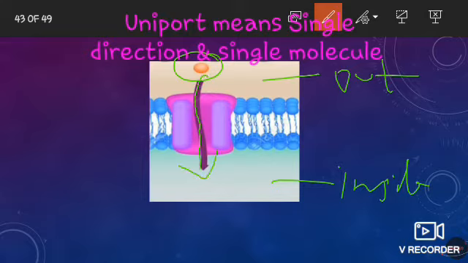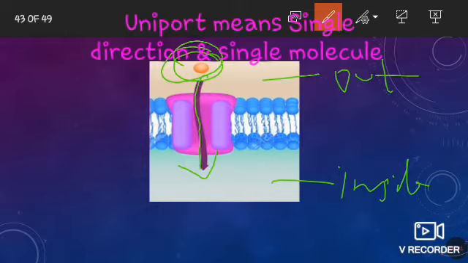In uniport, it transfers a single species of molecules across the cell membrane at a time. As you can see, there is only one type of molecule, so there is movement of only one type of molecule across the cell membrane from outside to inside. In uniport, uni means single, that means a single direction, and a single type of molecule is involved.